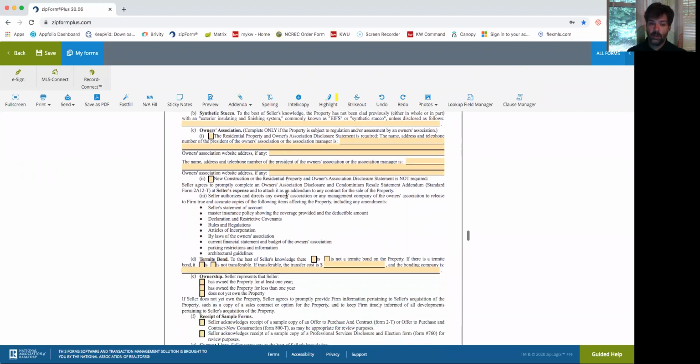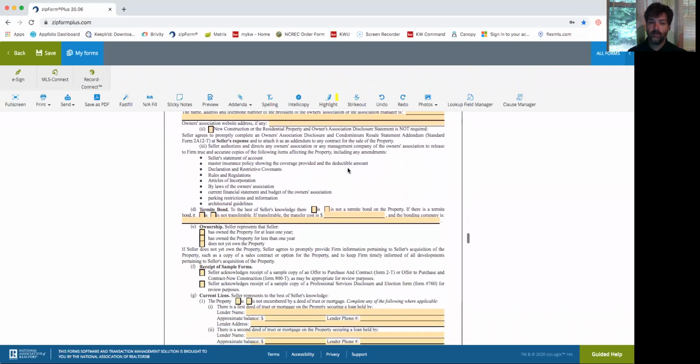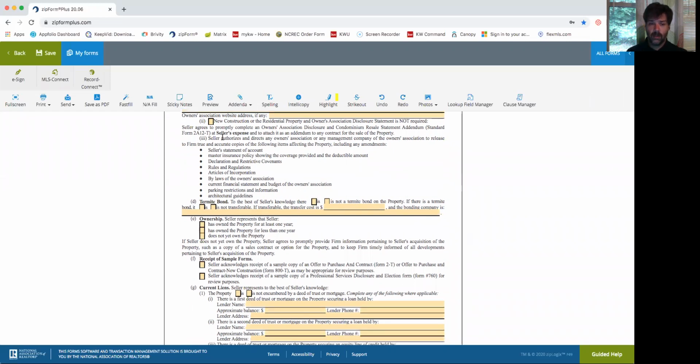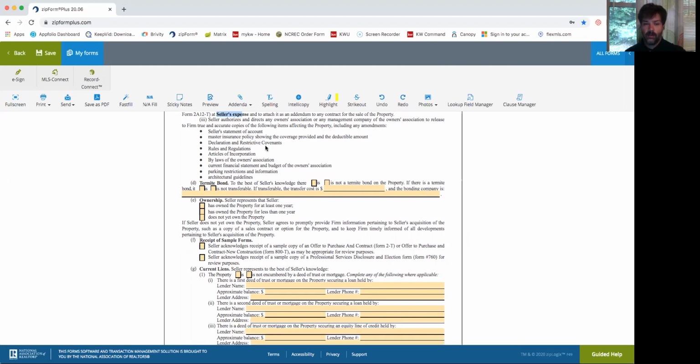Is there a homeowners association? What's their contact information? Remember that the owners association may not be required if it's new construction, or if it's, well, it wouldn't be a foreclosure most likely, but in this case it could be. So make sure we have conversations about that. And at the seller's expense, they may need to get some additional addenda as well. Let's see. Continue talking about the HOA, get all the information you can there.